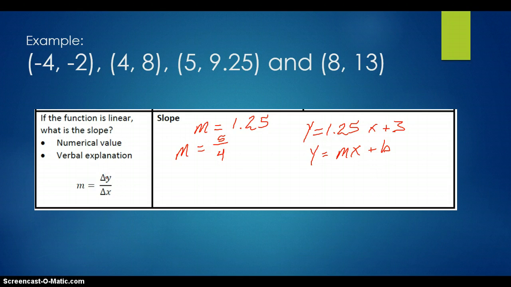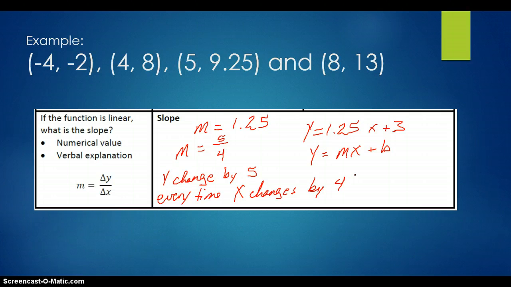And remember, I know your teachers have told you that it's the change in y over the change in x, and our numerical value is 5 over 4, but our verbal explanation is that y changes by 5 every time x changes by 4. And since this is a positive slope, y increases by 5 every time x increases by 4.